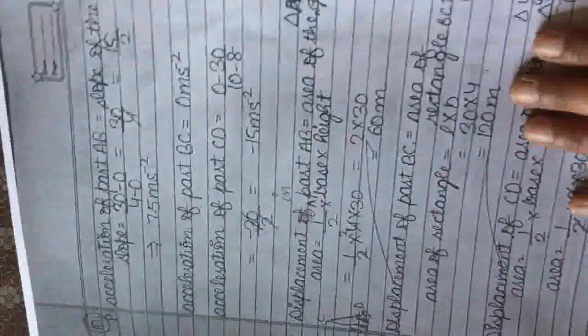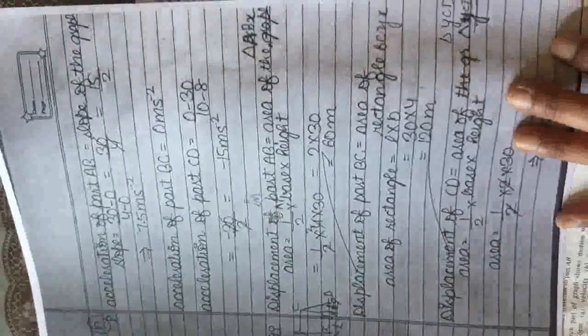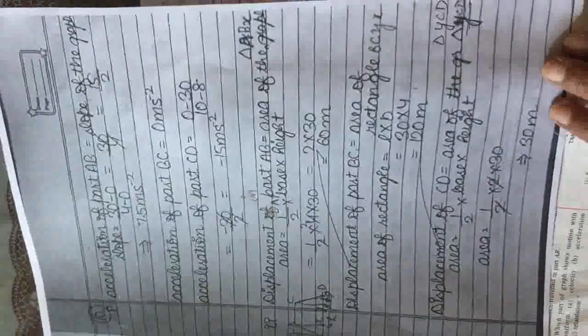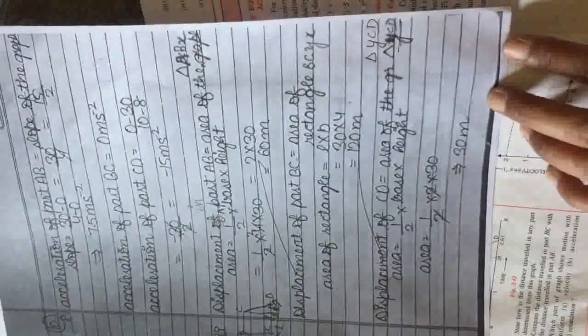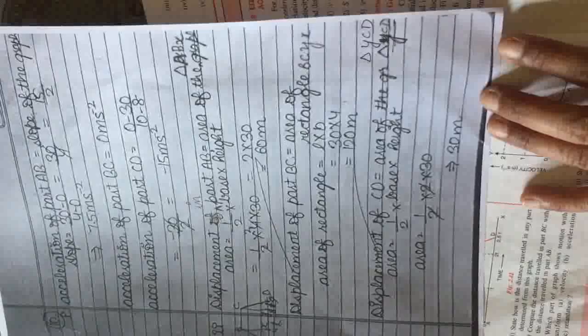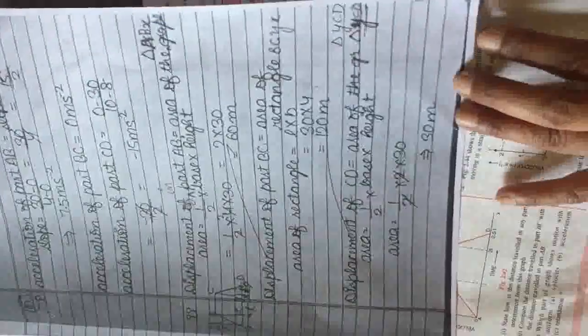So for that, what we will do, we will name these 2 points. You can look over here, I have named X and Y. So you can name this in the graph. So displacement in AB will be area of triangle ABX. You can look over here, I have calculated the area ABX. Half into base into height. Similarly, you can calculate displacement in BC, area of rectangle BCYX, length into breadth, and displacement of CD will be area of triangle YCD. So this is how you will calculate displacement.